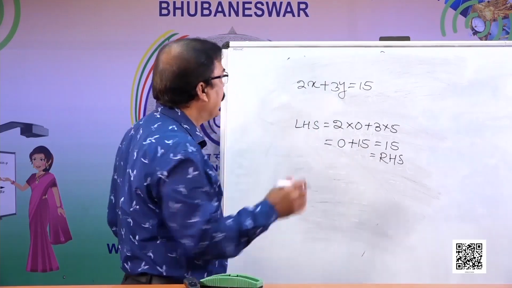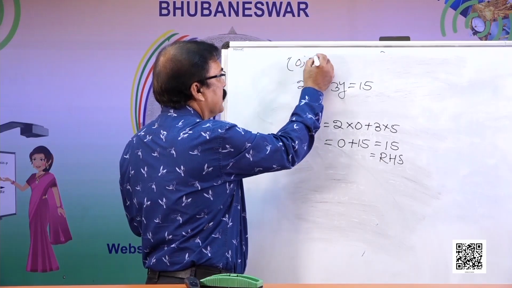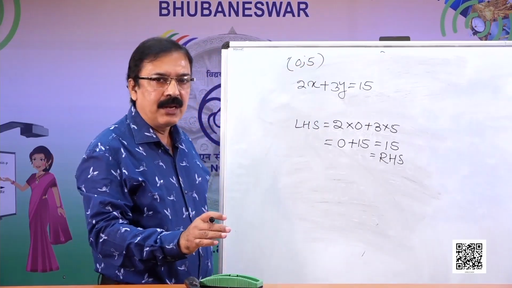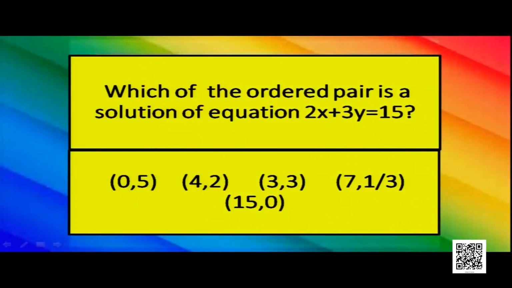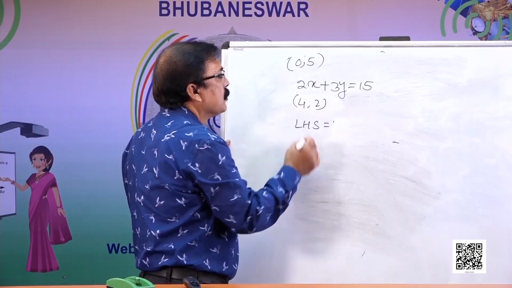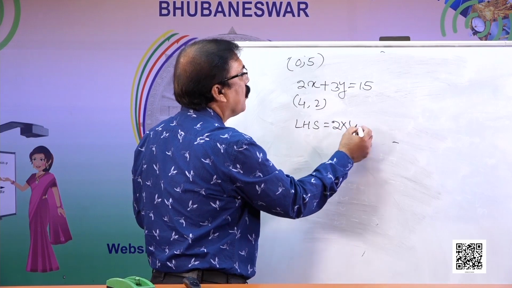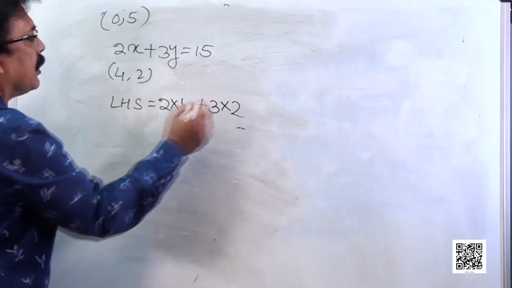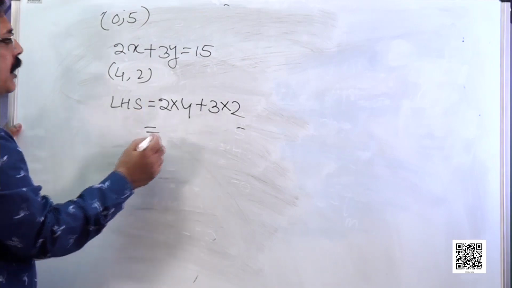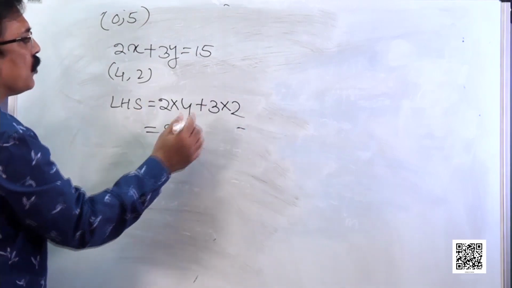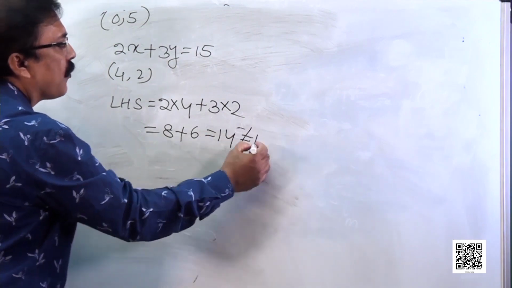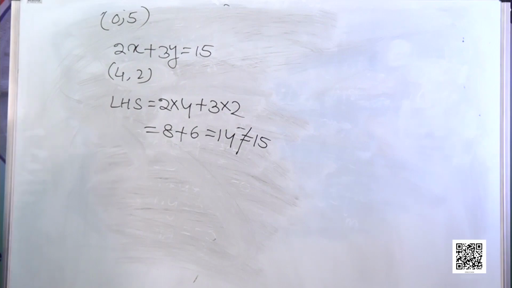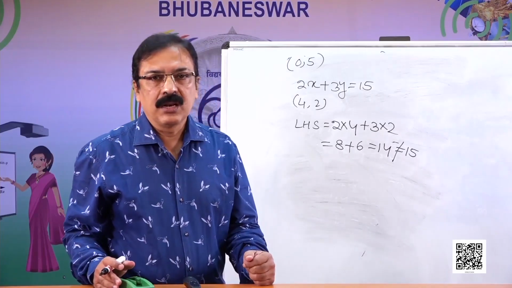So first we write here, 0, 5 is a pair of solution. Now try with 4, 2. Write 4, 2. So 2 into 4 plus 3 into 2. 2 into 4 gives 8, 3 into 2 gives 6, that is 14, which is not equal to 15. So 4, 2 is not a solution.